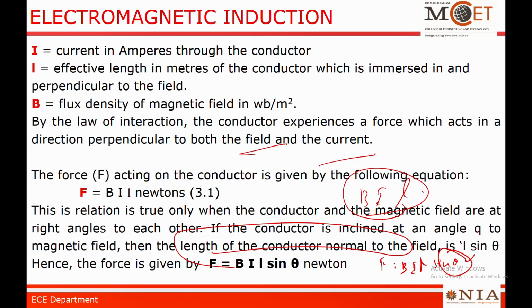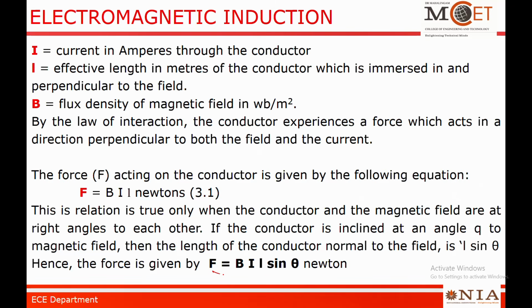So here this angle is obtained with respect to that of Q. If suppose the relation F is equal to B, I, L gets true, it means that the conductor is placed at a right angle to the magnetic field. If suppose it is not, then the relation changes to F is equal to B, I, L sine theta, in terms of Newton.